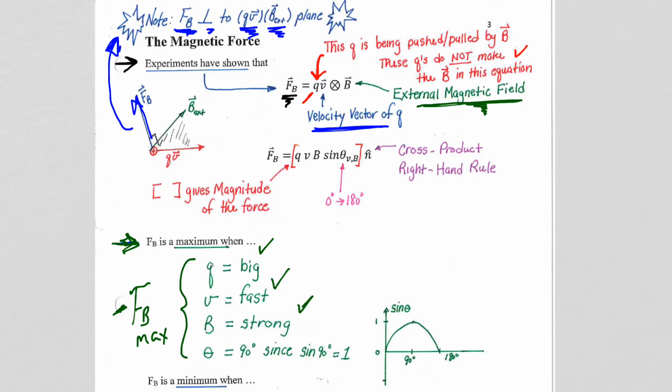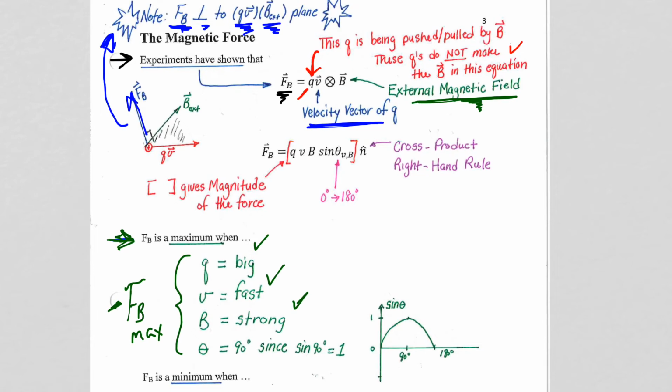And notice that we also get the largest magnetic force, FB max, will occur when the particle is injected itself at 90 degrees to the V vector and the B vector.